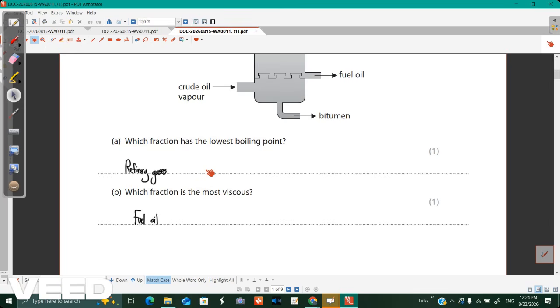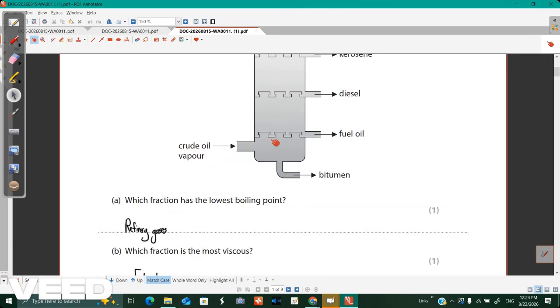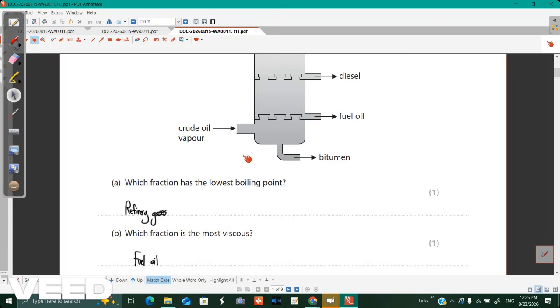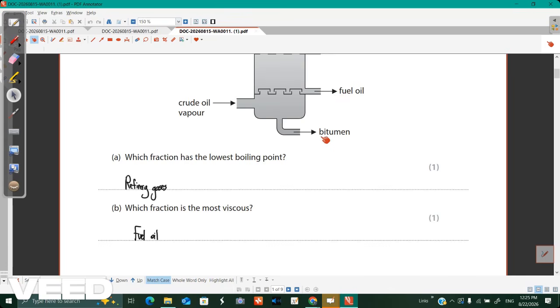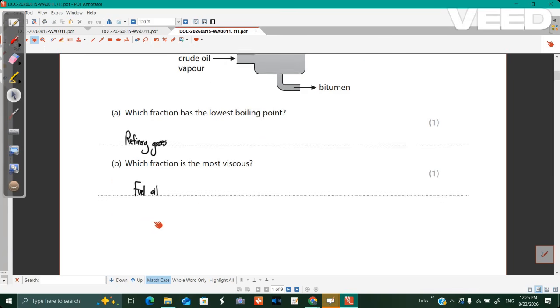Which fraction is the most viscous? The most viscous one has the highest boiling point. Is it fuel oil or bitumen? So why is it not fuel oil? So you don't make these mistakes. You had written down the answer as fuel oil, right? Bitumen should be the answer.